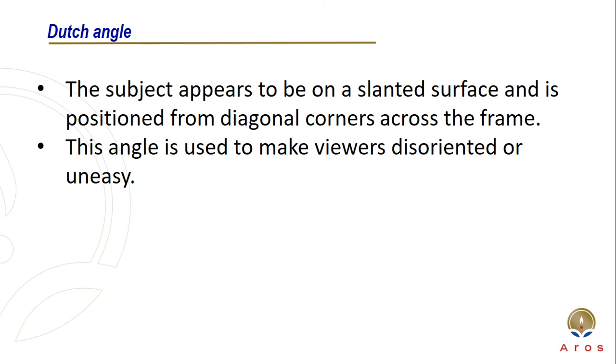The Dutch angle: a subject that is filmed on a slanted surface so that there are diagonal lines across the frame. This is not that common, but it's used to convey uneasiness. It's used to show that there is a break in the narrative here, that something has gone wrong. But often the director will use it to highlight something in the narrative.